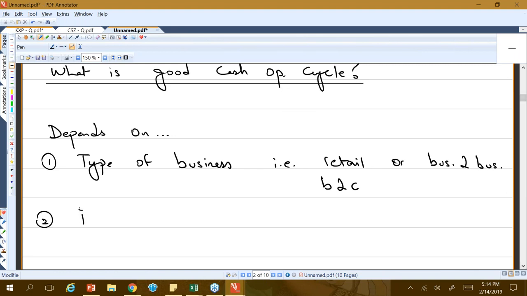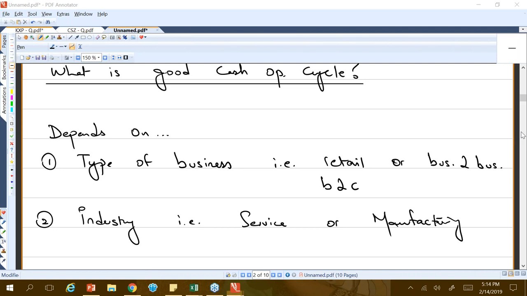Number two, what is your industry? i.e., are you a service-based industry or manufacturing-based industry? Because if you are a service-based industry, then you are not having any inventory, and you are not creating the opportunity of having payables or a lot of receivables, because it's mostly cash-based. And if you're a manufacturing industry, then there are payable days, inventory days, and receivable days. So all these are things which impact a cash operating cycle.